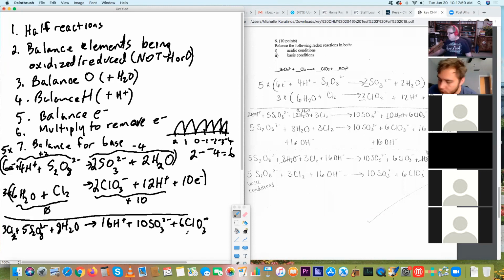The charges, we've got 2 times negative 5 times negative 2, that's negative 10. And on this side, we've got 16 minus 20 minus 6, and that's going to be negative 10 as well. So we know that this is completely balanced. Does anybody have any questions?